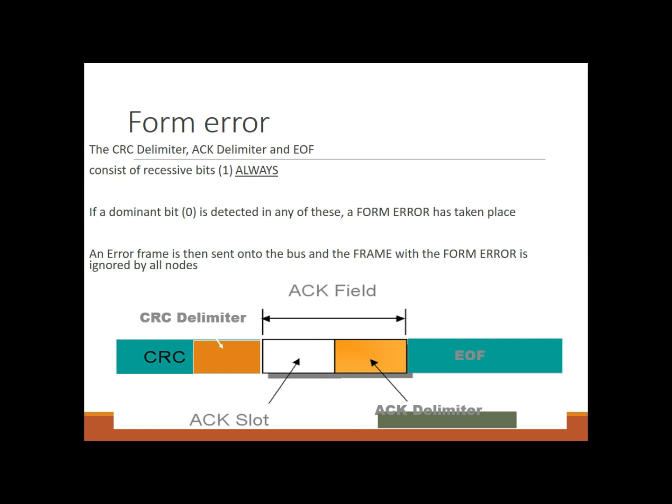Here, if a dominant bit is detected in any of these, a form error has taken place. Why? Because the CRC delimiter is recessive, the ACK delimiter is recessive, and the end of frame also consists of recessive bits. If any of these three fields consists of 0, it throws the form error. An error frame is sent onto the bus, and the frame with the form error is ignored by all the nodes. You can see here the CRC delimiter, ACK slot, ACK delimiter, and end of frame, EOF.